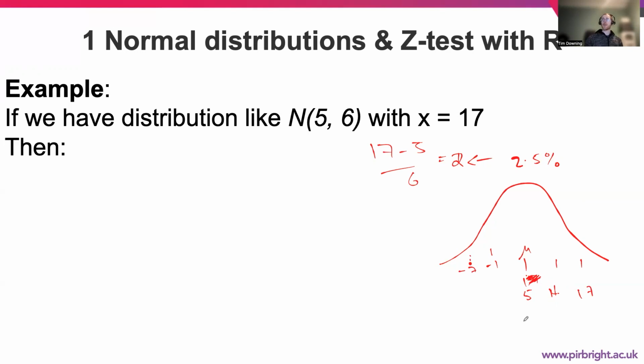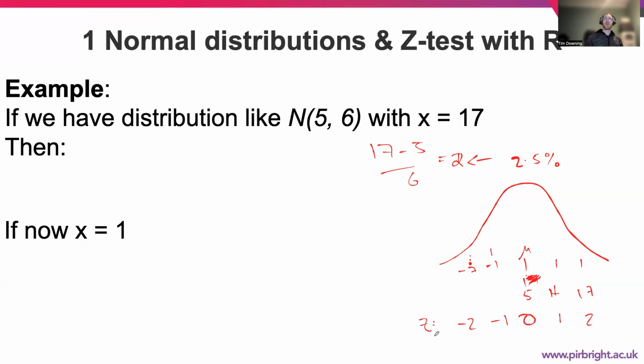So this is a Z score of 0. This is a Z score of 1 corresponding to 11. 17 corresponds to a Z score of 2. -1 corresponds to a Z score of -1 in this case. And -7 corresponds to a Z score of -2. So that's our Z distribution.